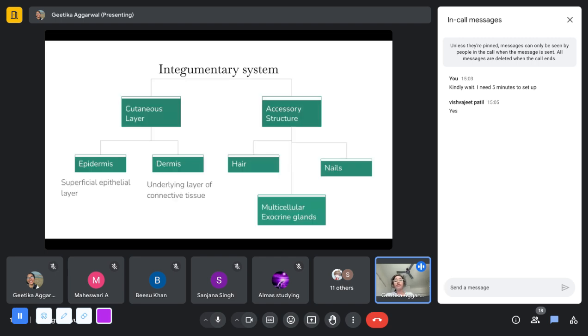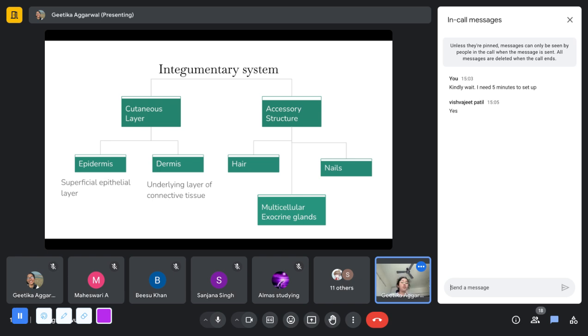It consists of the cutaneous layer and the accessory structures. The cutaneous layer, also called the skin, is further divided into the epidermis and the dermis. The epidermis, as you might already know, is the superficial epithelial layer. We'll be discussing much more about this. And the dermis is the underlying layer of connective tissue. Accessory structures of the integumentary system include the hair, the nails, and the multicellular exocrine glands.